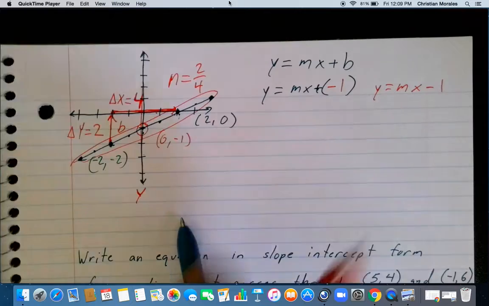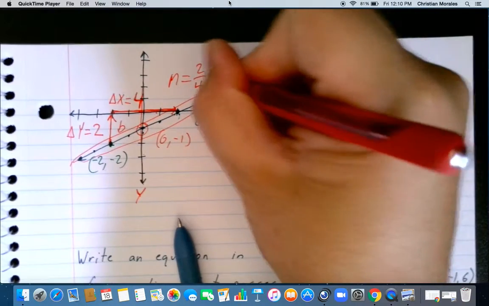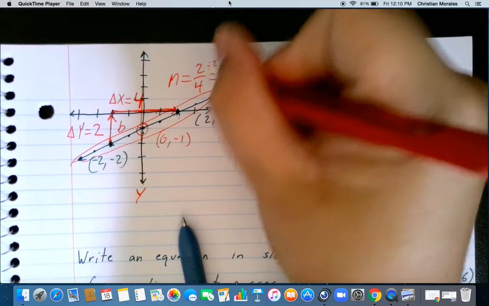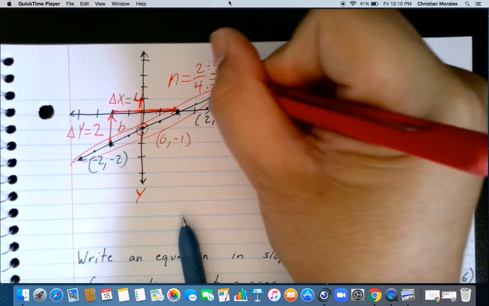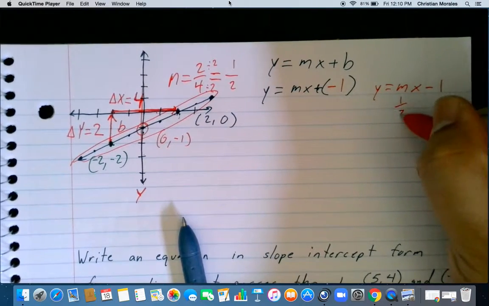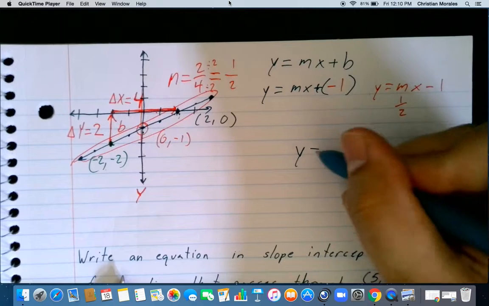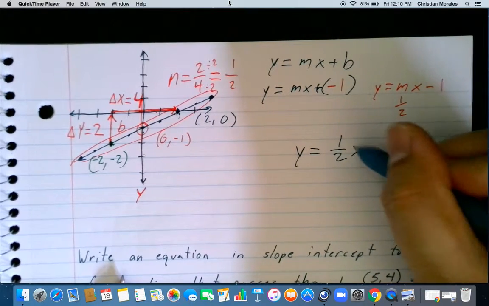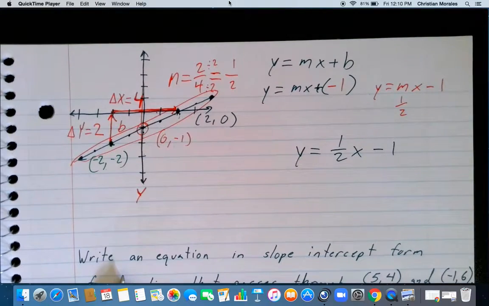But here's the thing, that fraction can be simplified. So I want to simplify that. If I divide them both by 2, I get 1/2. So now, guys, I'm going to put 1/2 for slope. And my answer will now be y equals 1/2 x minus 1. And there's my answer.